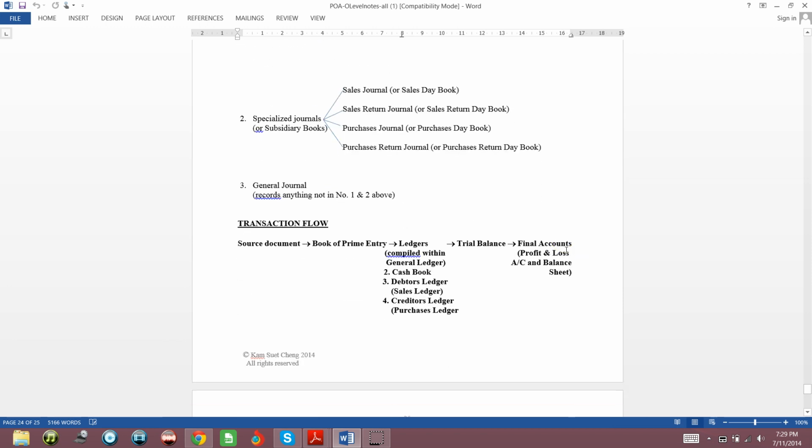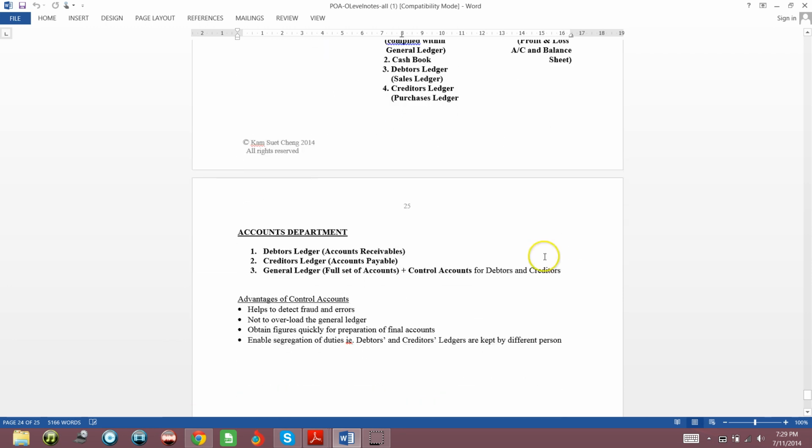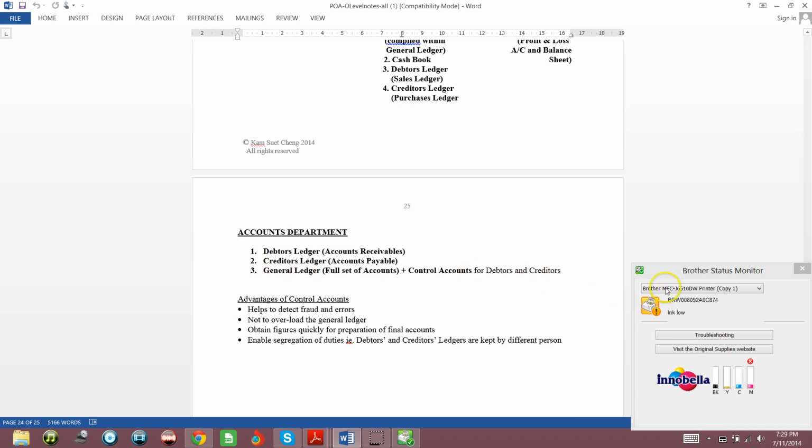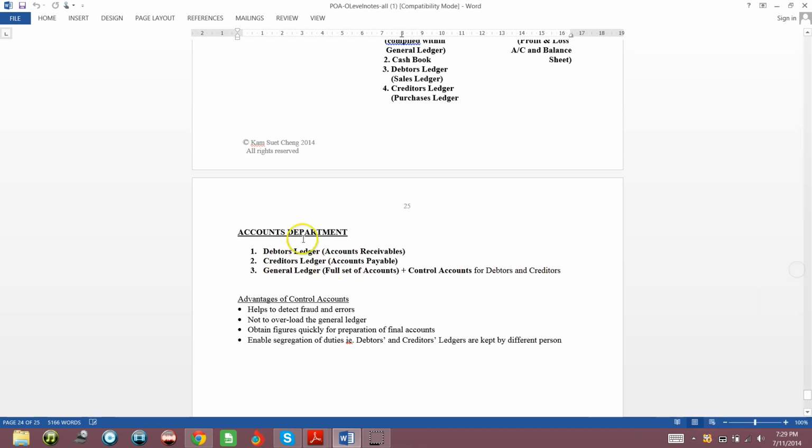Remember in part 1 I told you that in the accounts department the boss will hire 3 people, ideally 3 people or 3 teams of people. One person will take care of the debtors ledger, one person will take care of the creditors ledger, and one person will take care of the general ledger, which consists of the control account.